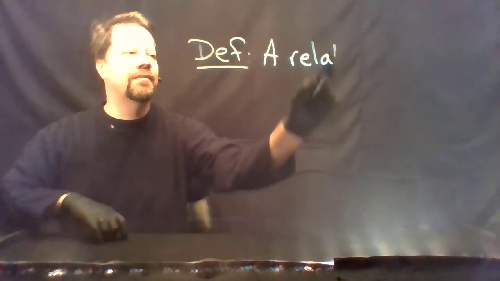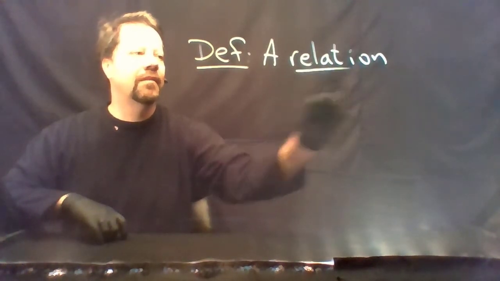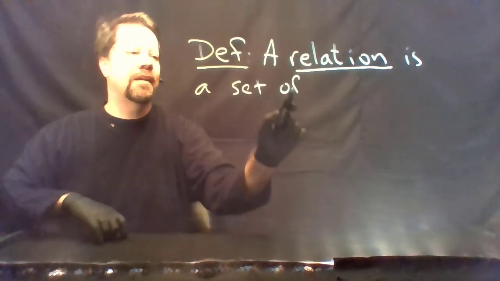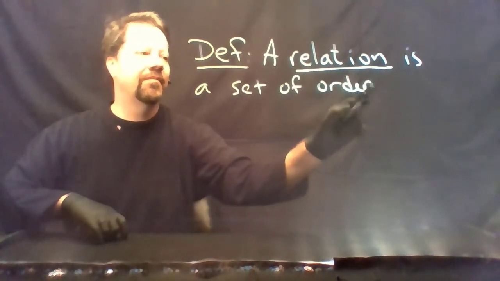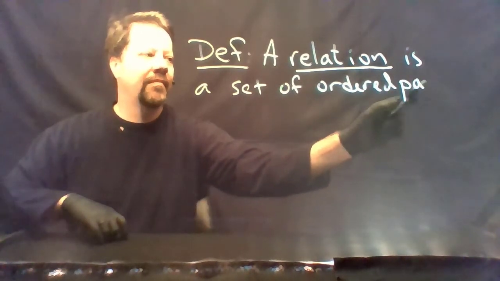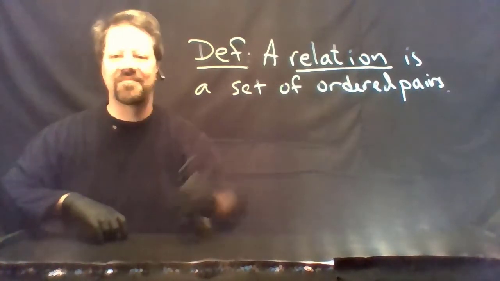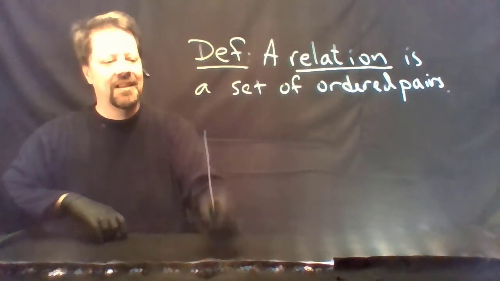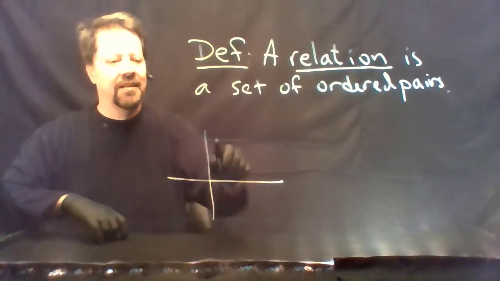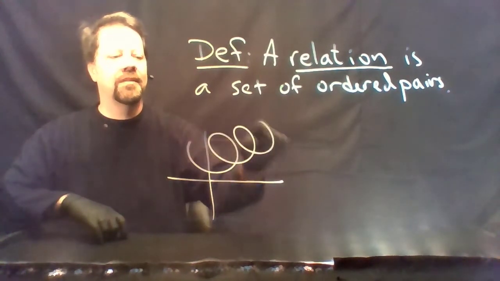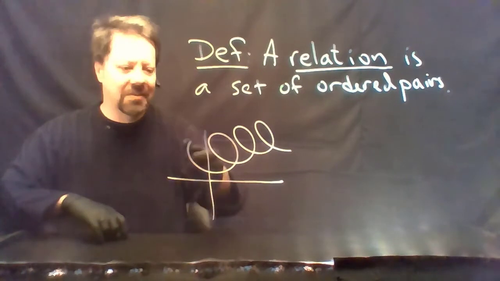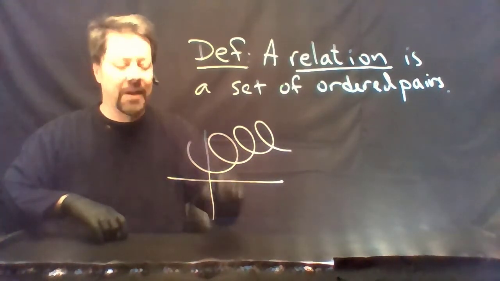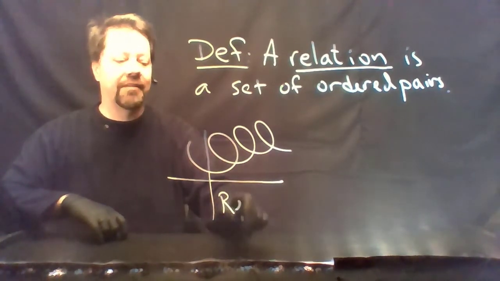A relation is a set of ordered pairs. We can graph sets of ordered pairs. Let me give you an example. If I draw this, that's just a collection of points in the plane. That is a set of ordered pairs. This would be the graph of a relation.